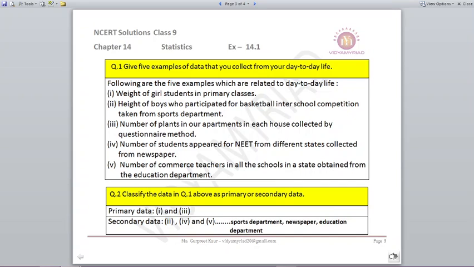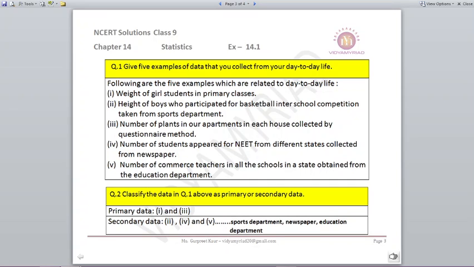Question number 1. Give 5 examples of data that you collect from your day-to-day life. Now there are n number of examples. You can choose any and you can write your own also. So the kind of examples I have taken is as under. Number 1. Weight of girl students in primary classes. Number 2. Height of boys who participated for basketball inter-school competition taken from the sports department.